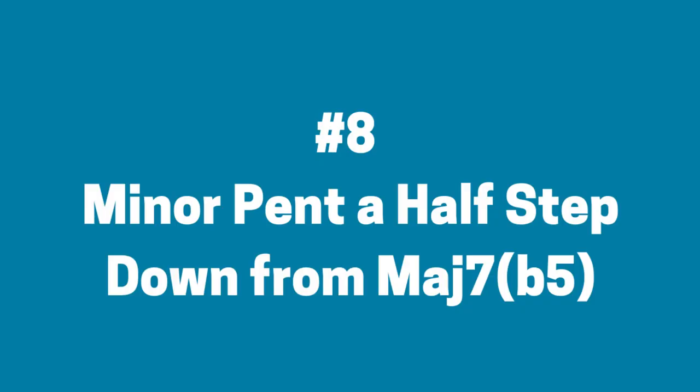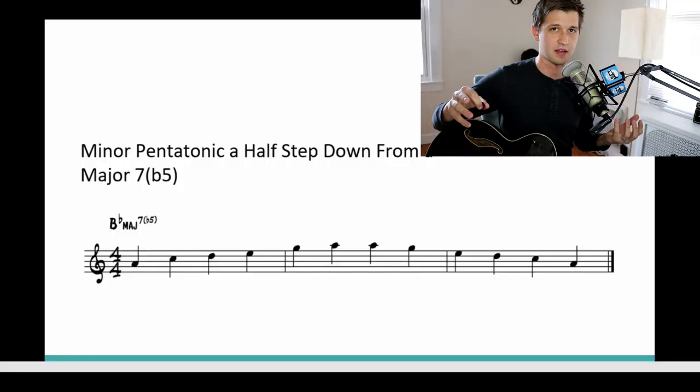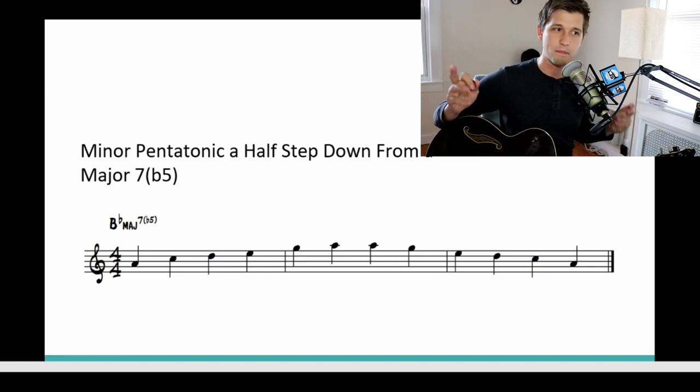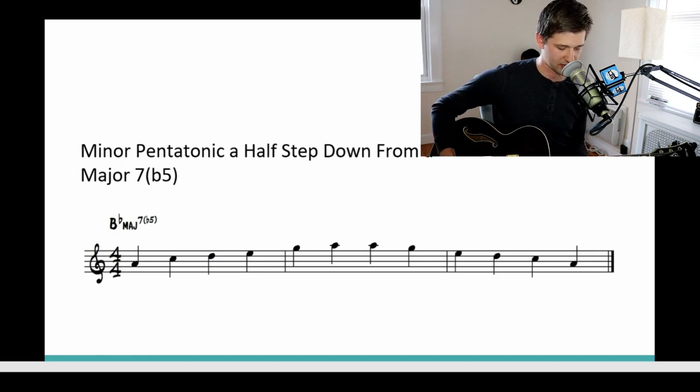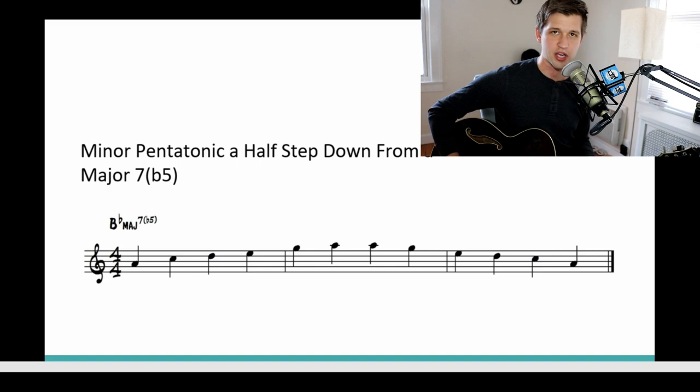All right, so this is a really, really classic use here of the minor pentatonic that you will see all the time. People approaching a B flat major seven, or rather just a major seven flat five chord, by playing a minor pentatonic a half step down from that major seven flat five. So in our particular example, we have a B flat major seven flat five. So that sounds like this. Okay, this is like really modern jazz stuff here.